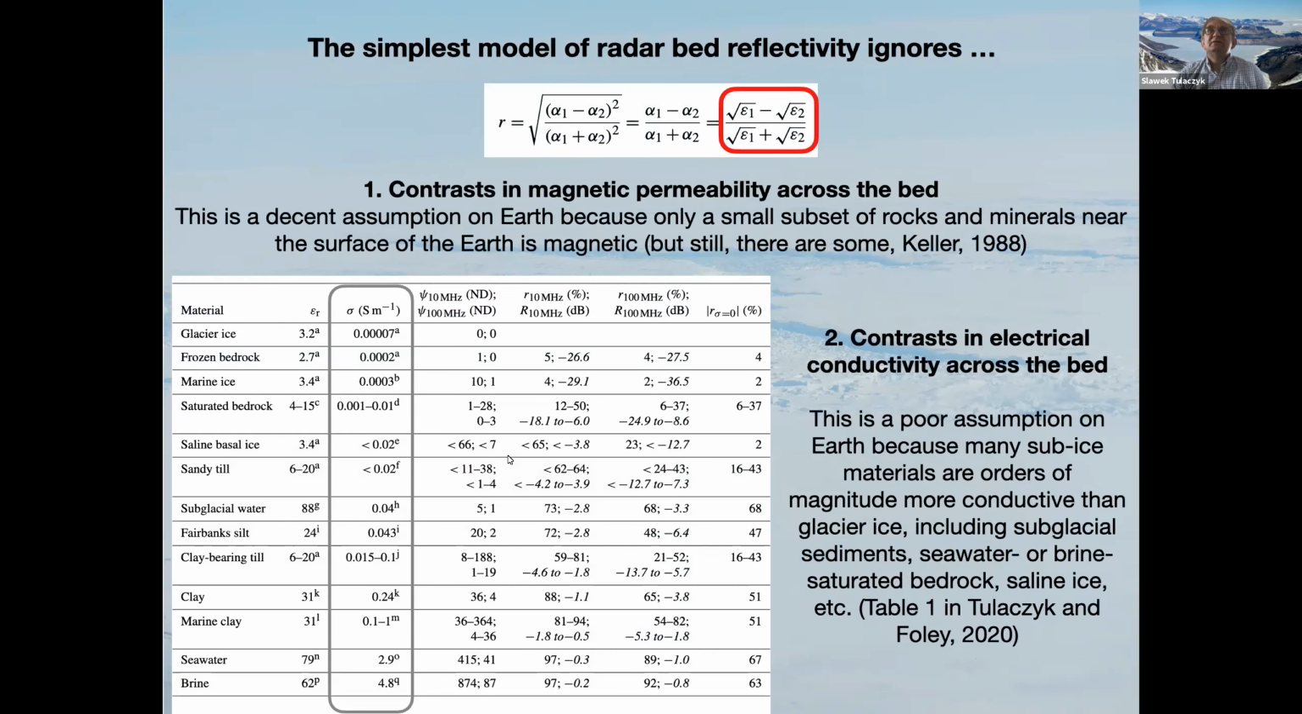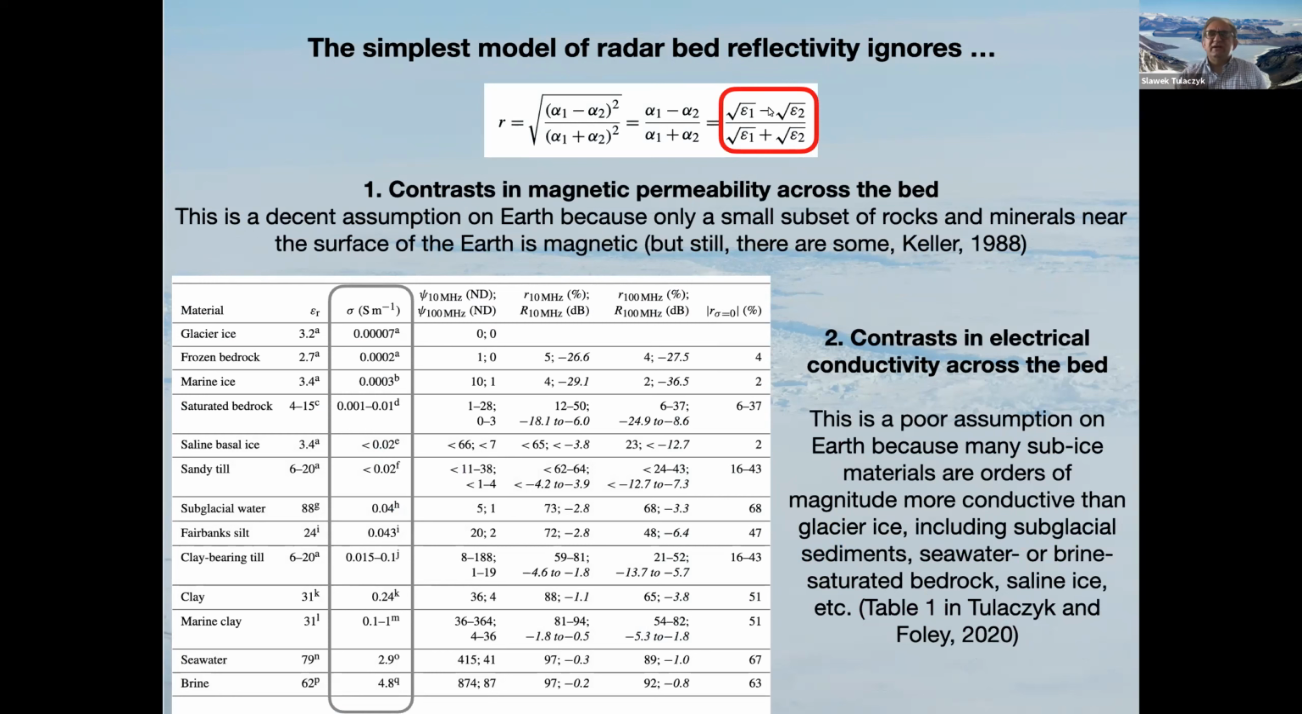Sorry. And basically, when somebody jumps right into using this equation and never talks about magnetic permeability and electrical conductivity and why they are justified to use this equation, to me, that's kind of a scientific, maybe not a sin, but certainly a faux pas.